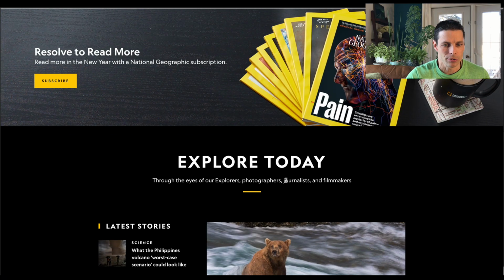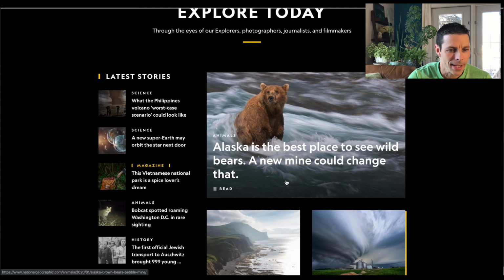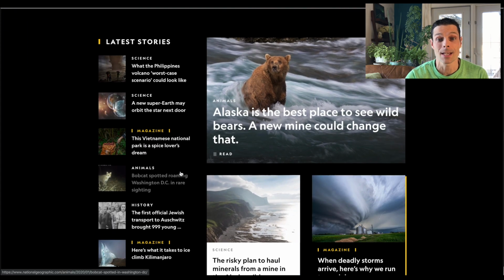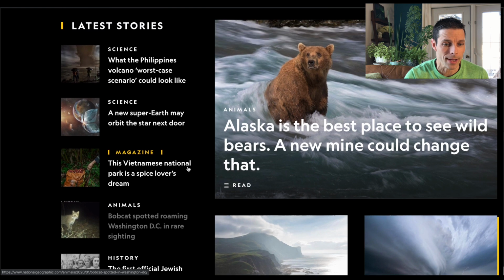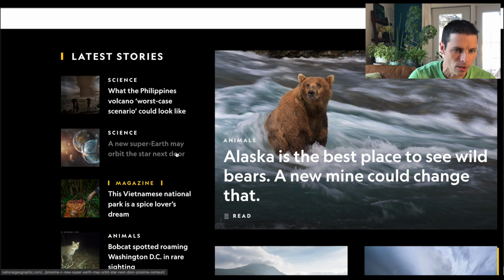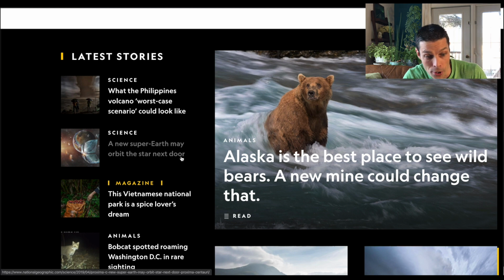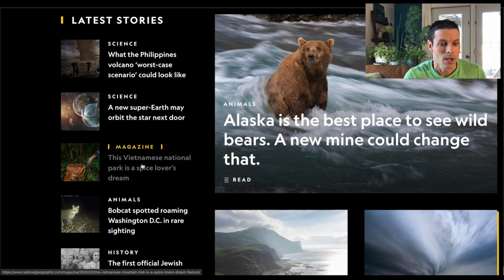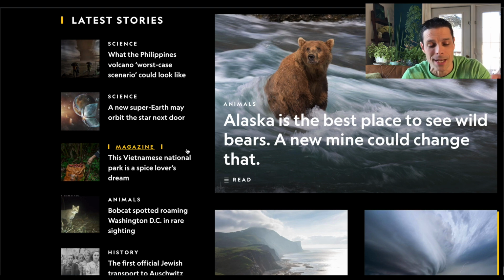So I'm going to go to a very popular magazine. This one is called National Geographic. And here are some articles on the left-hand side, and I'm noticing right away just the titles of these articles. I see words like worst case scenario, and a new super Earth may orbit the star, or the Vietnamese National Park is a spice lover's dream. I'm seeing words in the first four articles.